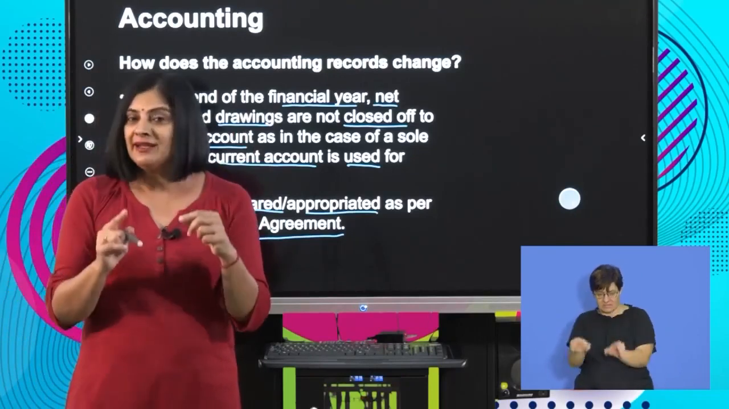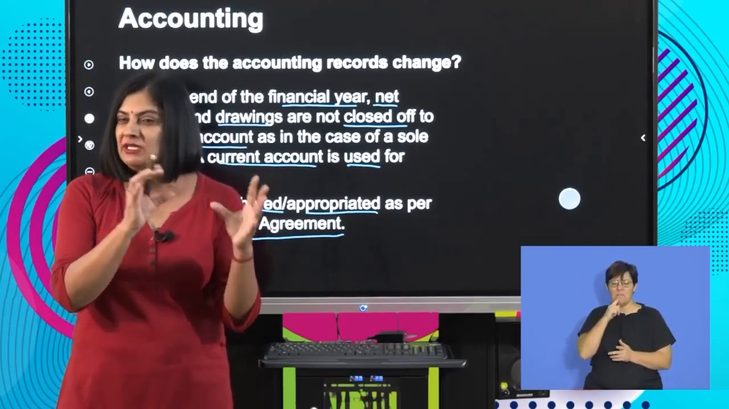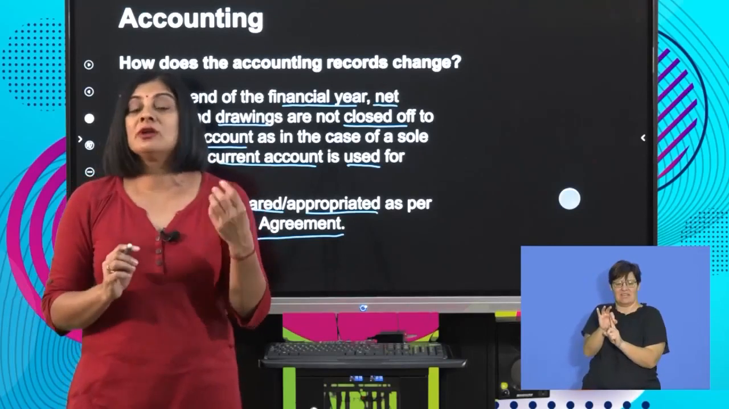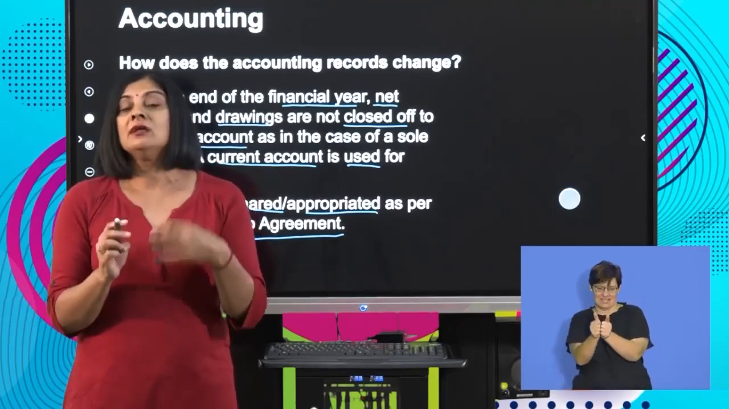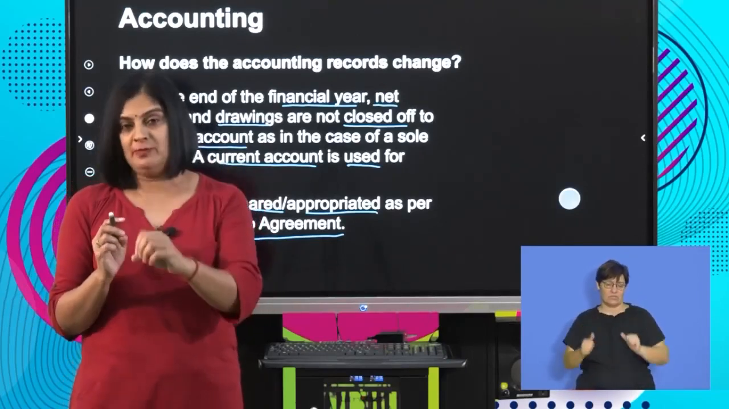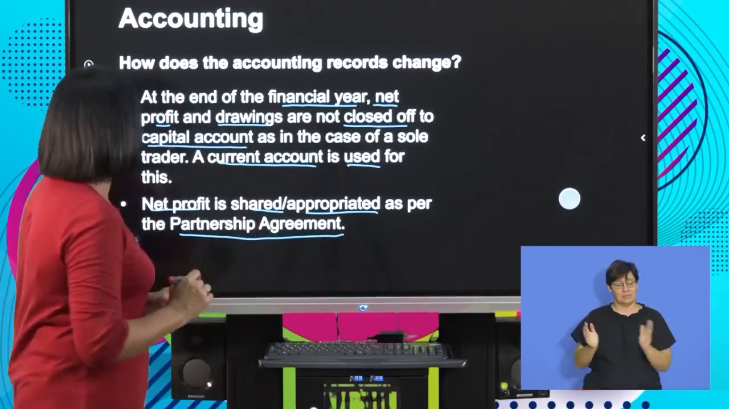The correct accounting term is that profit is appropriated between the partners. So that in a nutshell are some of the unique transactions that we're going to come across while doing the accounting records of a partnership. Right, so let's move on.